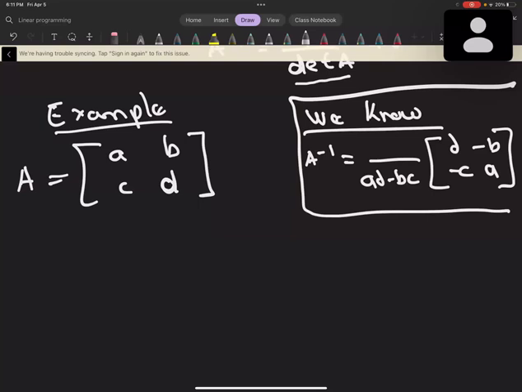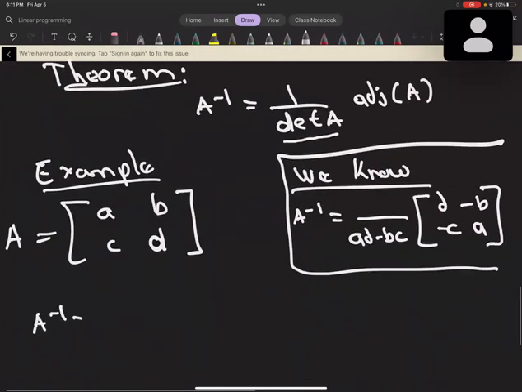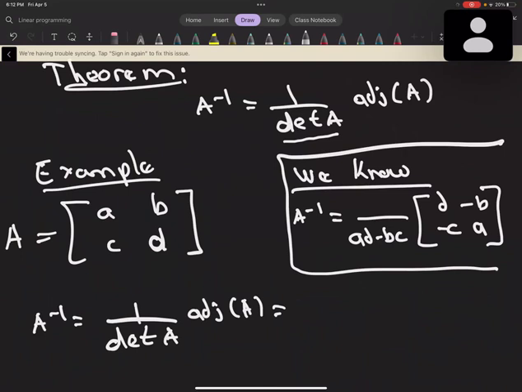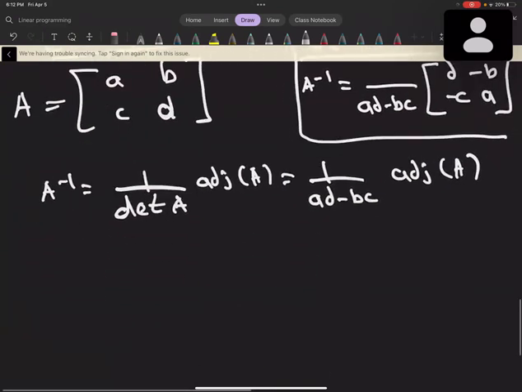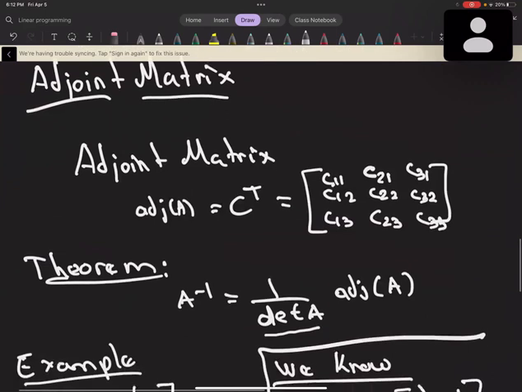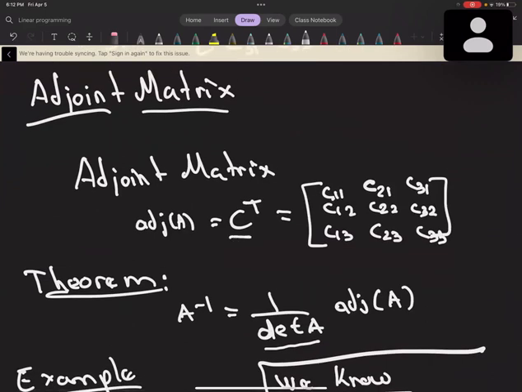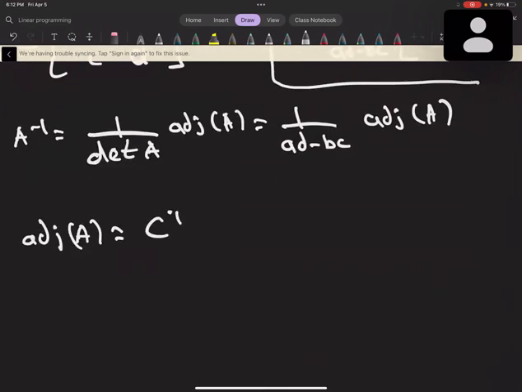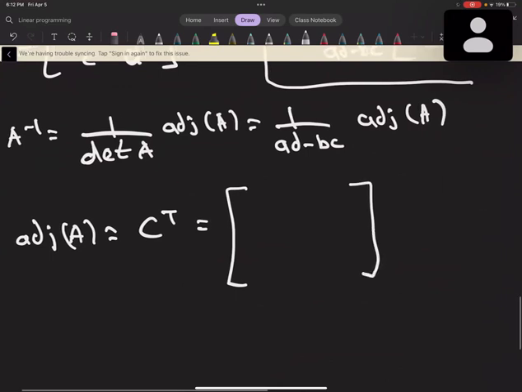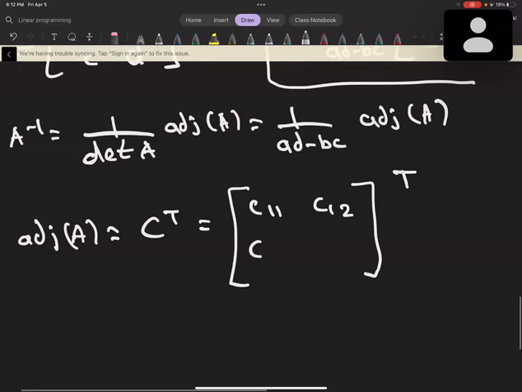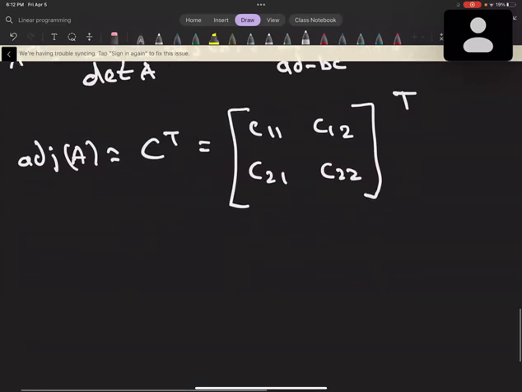So let's do it by finding the adjoint. By the theorem, A inverse equals 1 over the determinant of A times the adjoint of A. So the determinant of A is AD minus BC, and we have 1 over AD minus BC times the adjoint of A. So now we need to find the adjoint of A. The adjoint of A, following our definition, is the transpose of C. So we need the transpose of C11, C12, C21, C22.